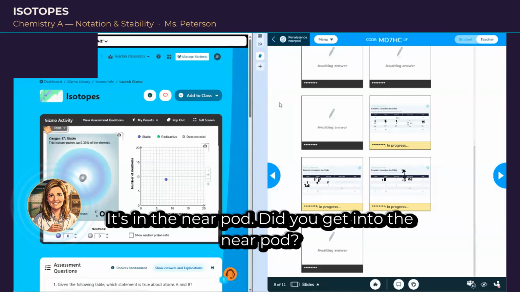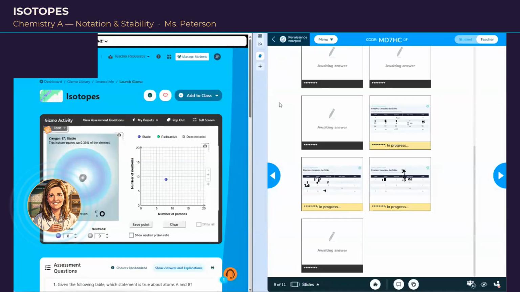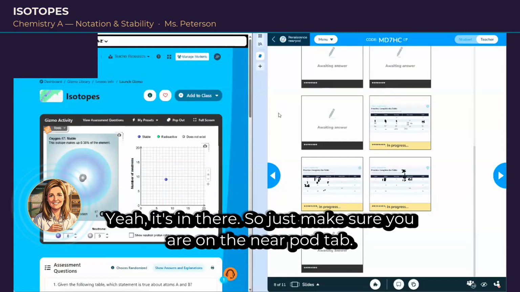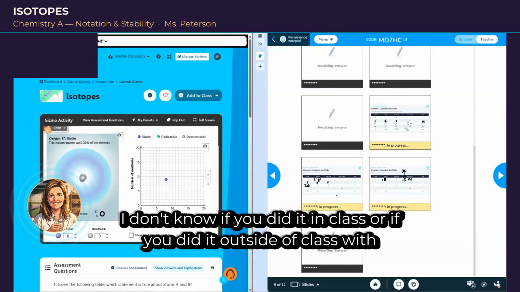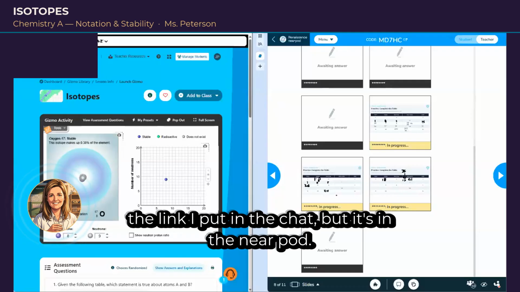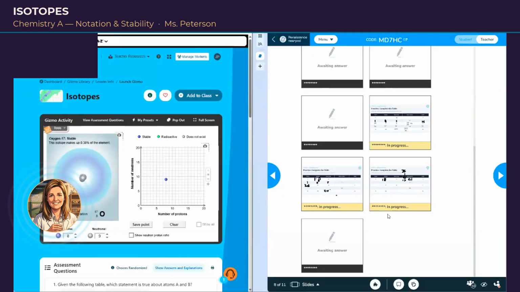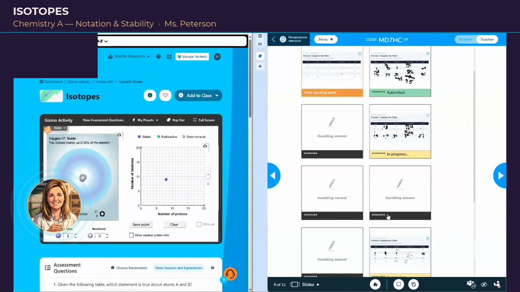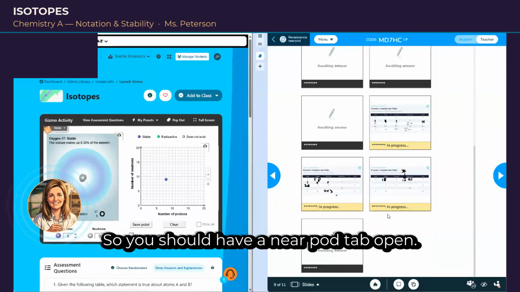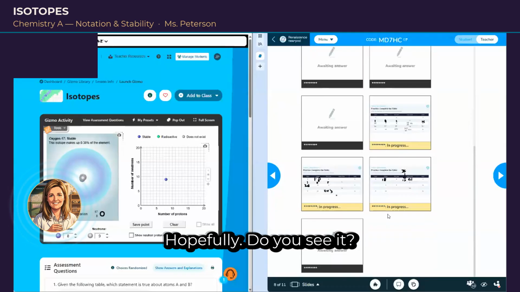It's in the Nearpod. Did you get into the Nearpod? Yeah, it's in there. So just make sure you are on the Nearpod tab. I don't know if you did it in class or if you did it outside of class with the link I put in the chat, but it's in the Nearpod. So you should have a Nearpod tab open, hopefully. Do you see it?